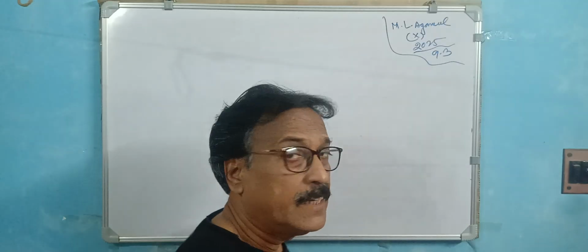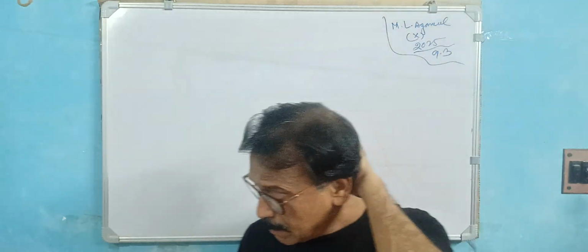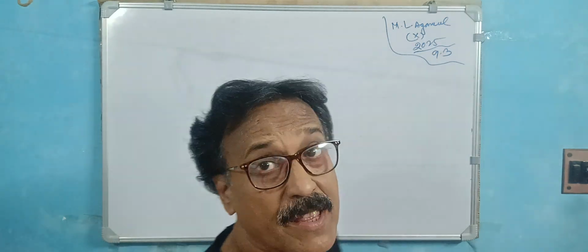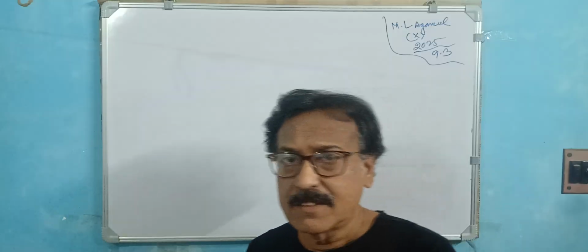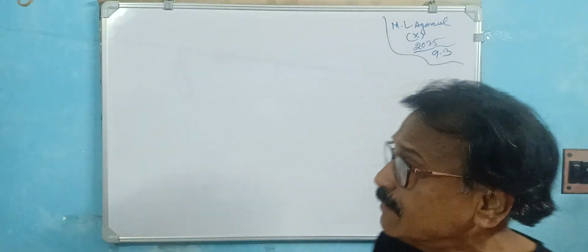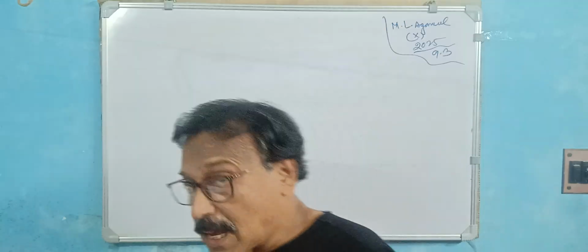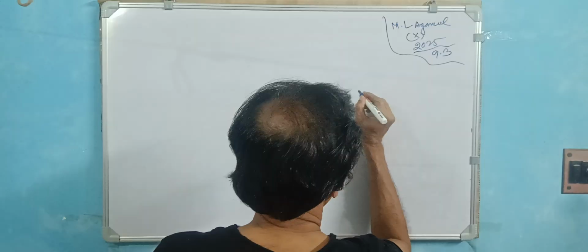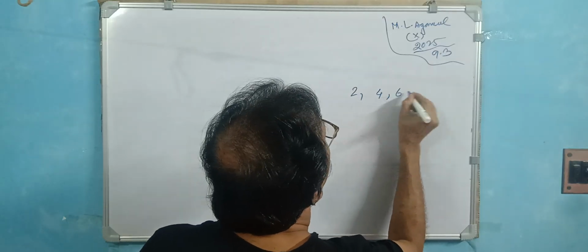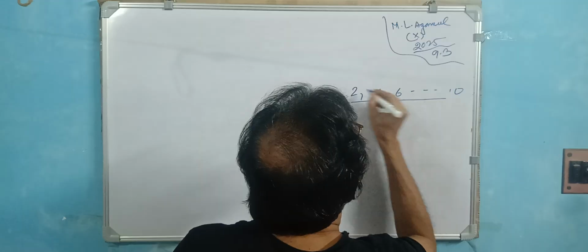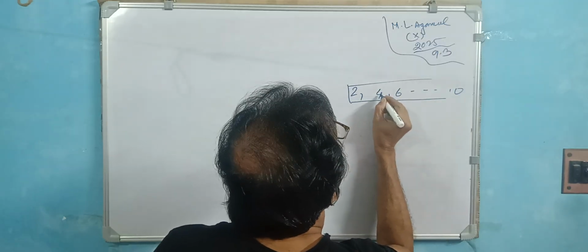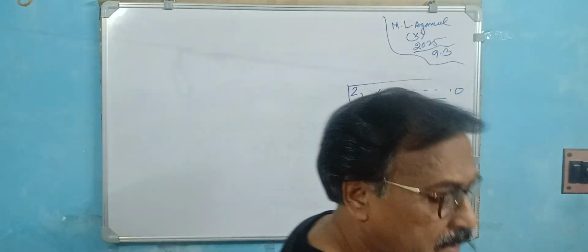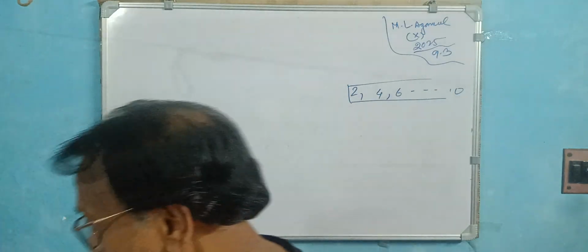Okay, you already know the basic AP, the common difference D, and the formula a plus n minus 1 into d for the series. But today I discuss a different formula: the sum of the total terms. Suppose this is 2, 4, 6, up to 10. What is the total sum of this? That is 2 plus 4, 6, plus 6, 12, and so on. So we discuss the sum.